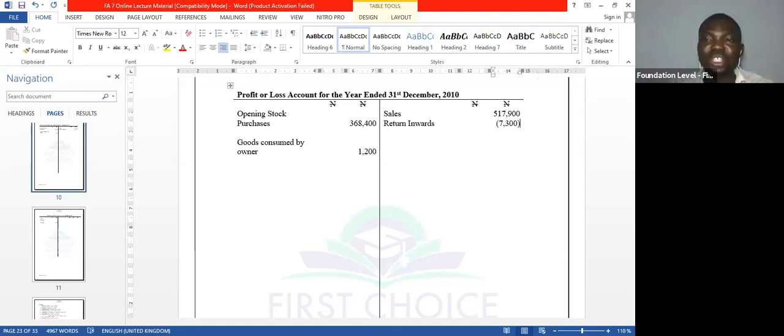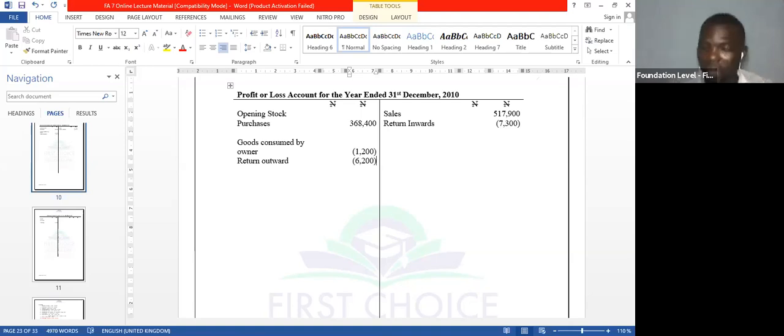So we come back here and put a return outward. We are reducing it, so let's put it in brackets. What is the return outward? 6,200. So we put it in brackets, 6,200. We have done that.